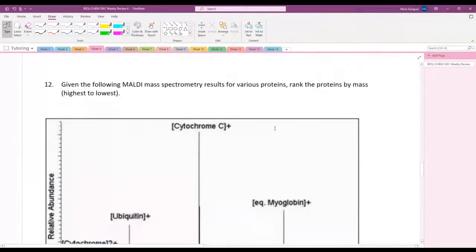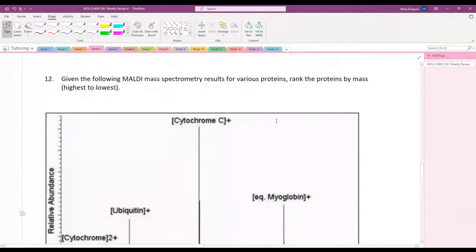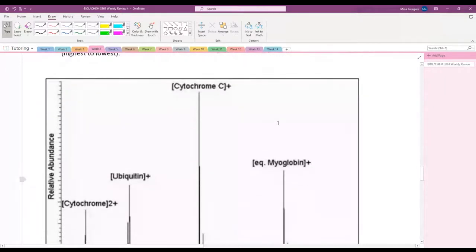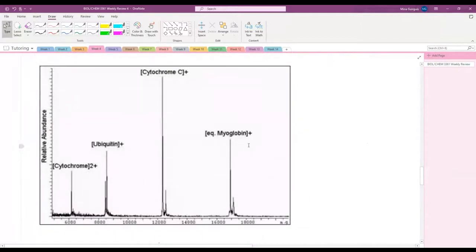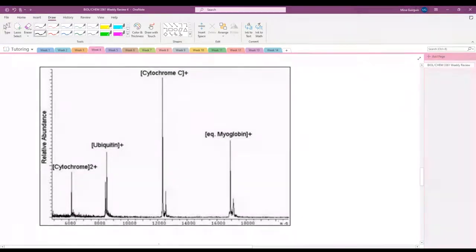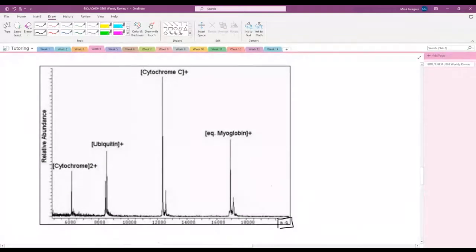Okay. So given the following MALDI mass spectrum, rank them by mass from highest to lowest. I'm going to zoom out just a little bit so we can see everything. This is what you'll usually get for MALDI: a single number for every protein. The reason for that is that it only introduces a single proton. So down here, we once again have m to z ratios. In this case, we're looking at about 17,000 for myoglobin. I should have said that. Myoglobin is about 17,000 over, in this case, its charge is plus 1.